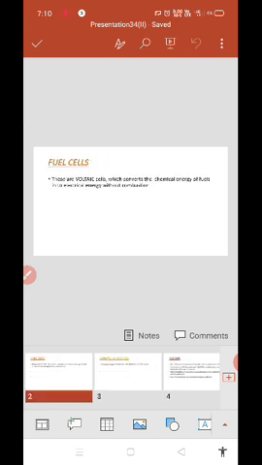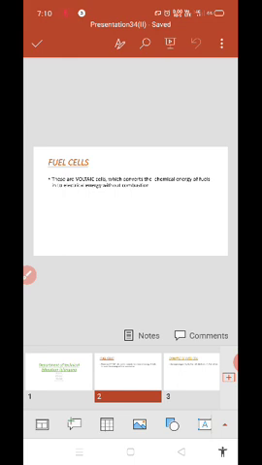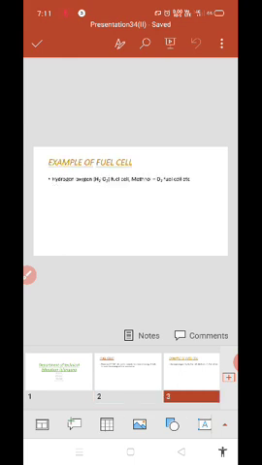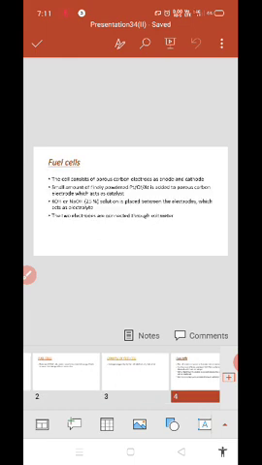For the long essay questions, it will ask you to explain one of the fuel cells with a neat diagram. So you have to explain what a fuel cell is and what the examples of fuel cells are. You can explain one example, the H2O2 fuel cell, directly.